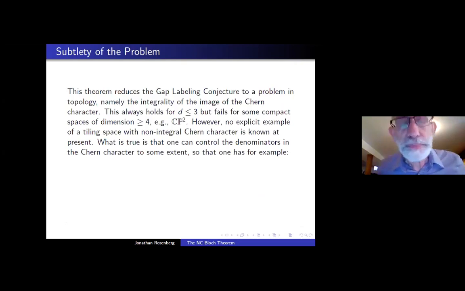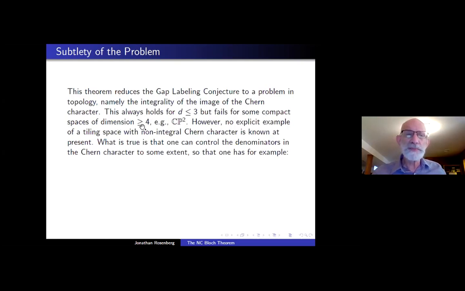So that theorem basically reduces the gap labeling conjecture to a problem in topology, namely, for tiling spaces, is the image of the Chern character in integral cohomology or not? You can check that that's always true for d less than or equal to 3, but that's because for all compact spaces, the image of the Chern character lands in integral cohomology for d less than or equal to 3.